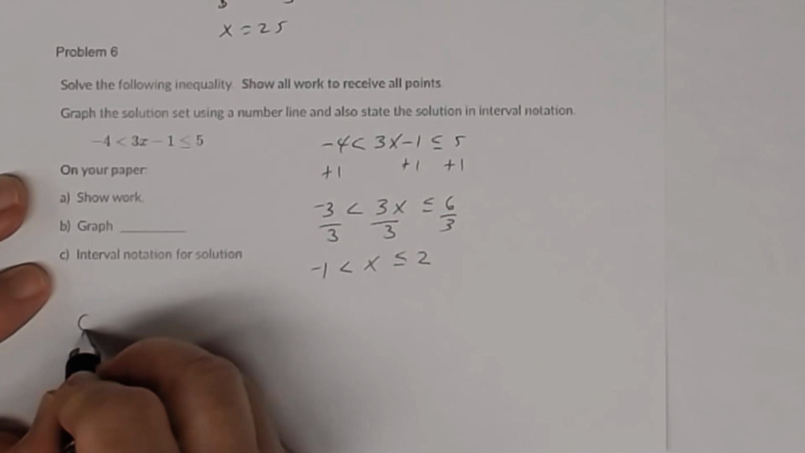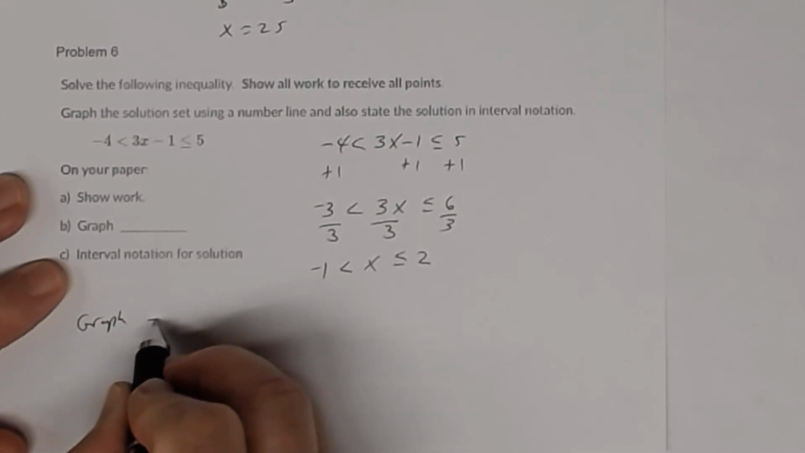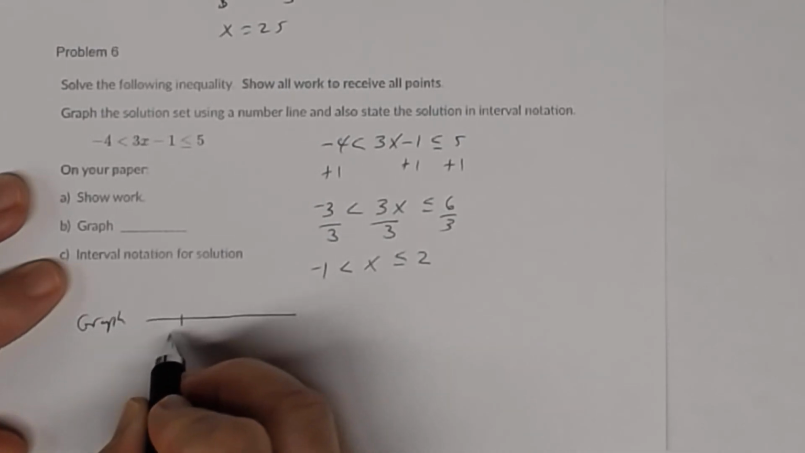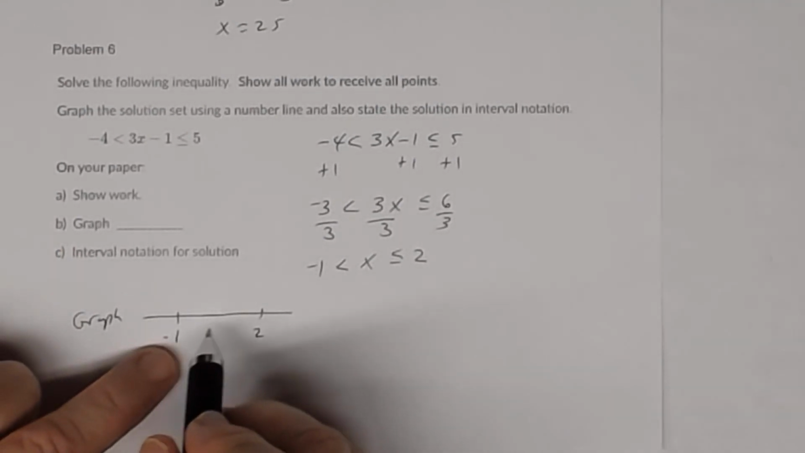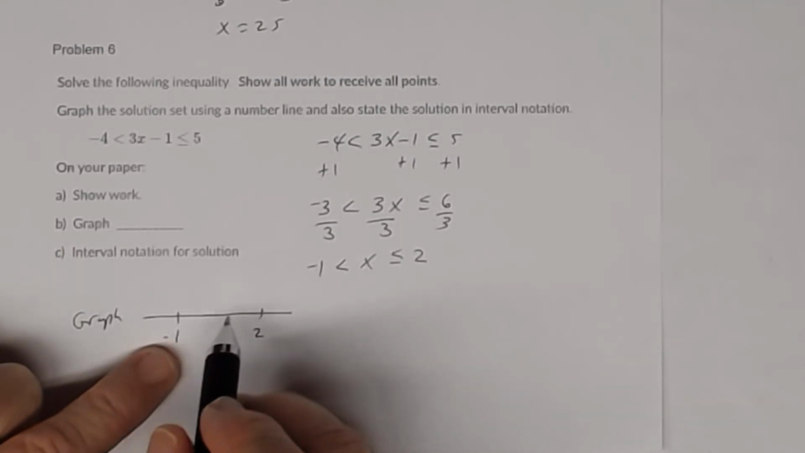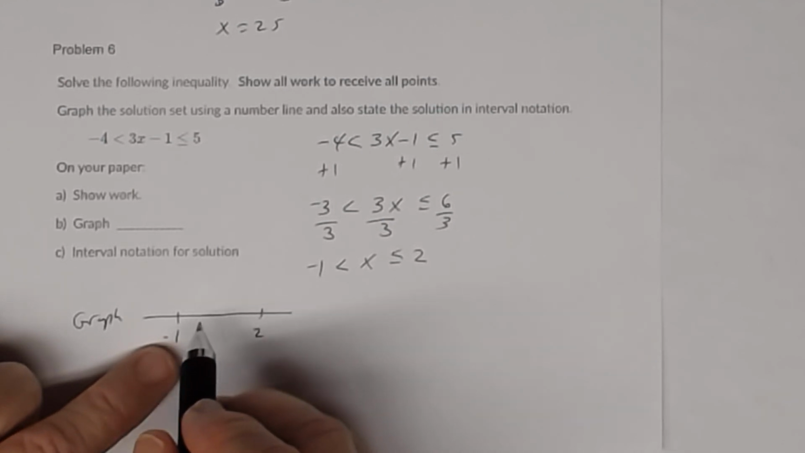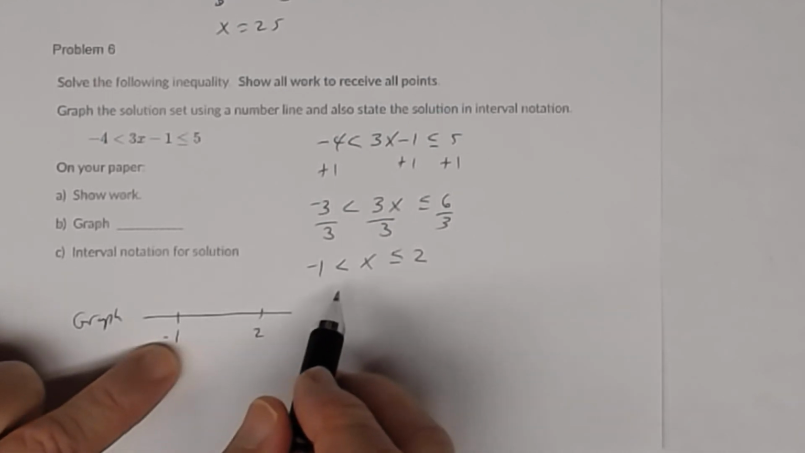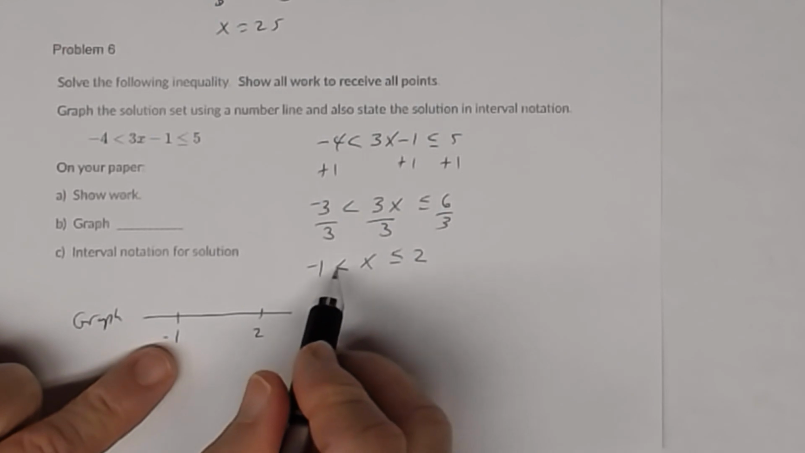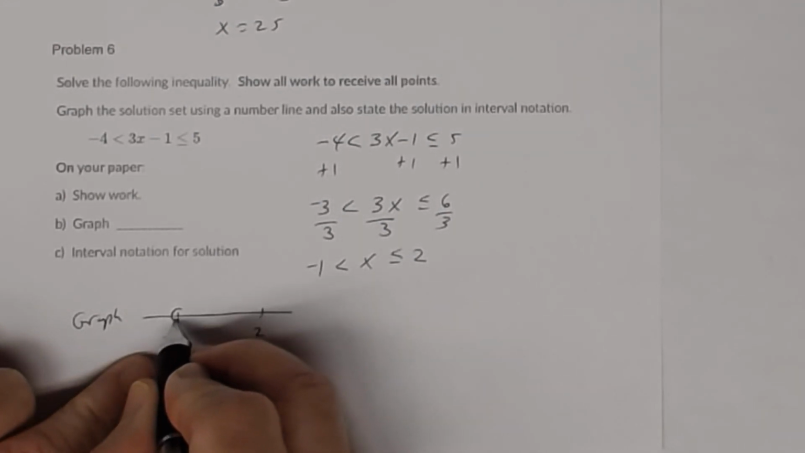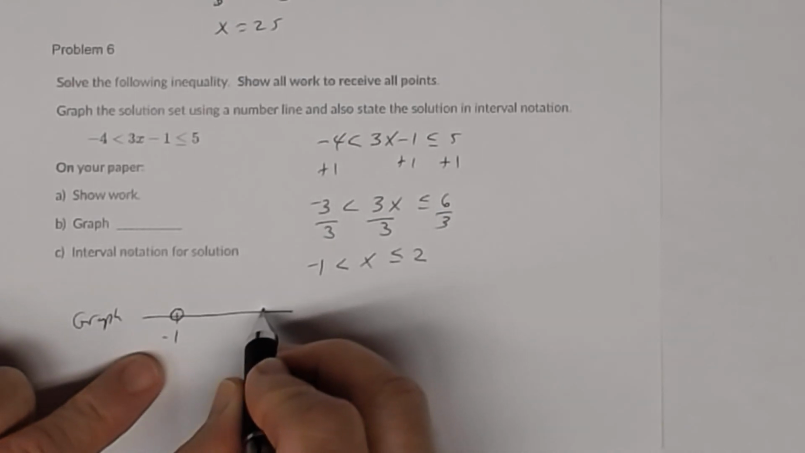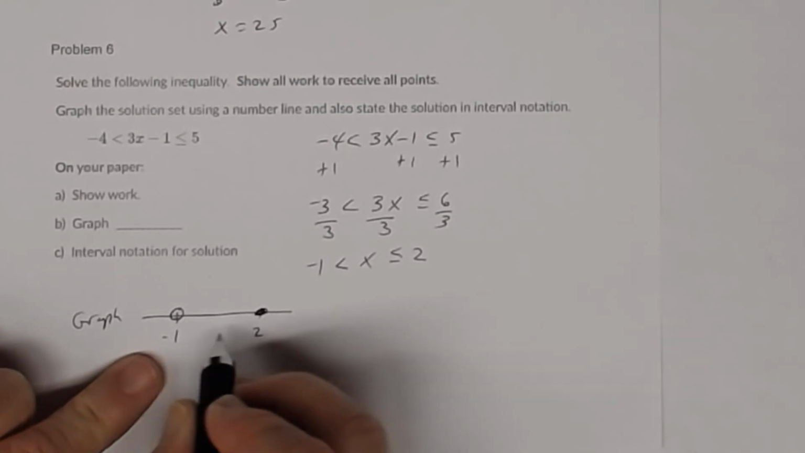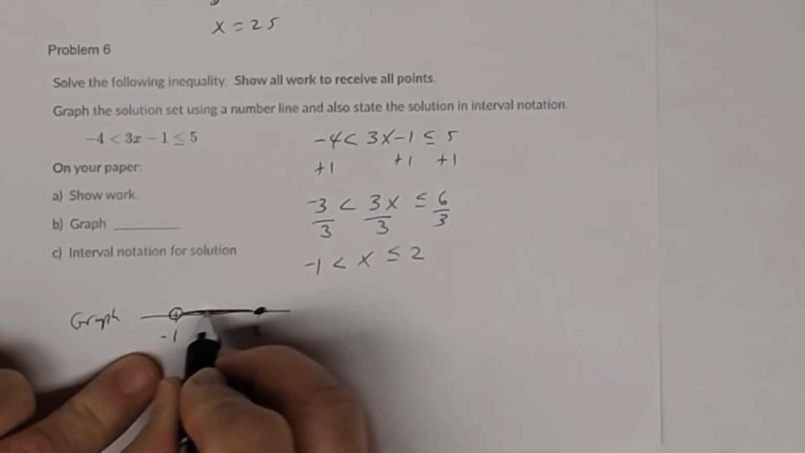All right, so in terms of the graph, I would just put negative 1, 2, and there are 2 ways you could have had your graph here. So one way is to use open circles and closed circles. So since there's no equal sign on negative 1, we're going to put an open circle. Since there is an equal sign on 2, that means 2 is going to be a solution, so it'll be a closed circle, and you're going to shade everything between them.